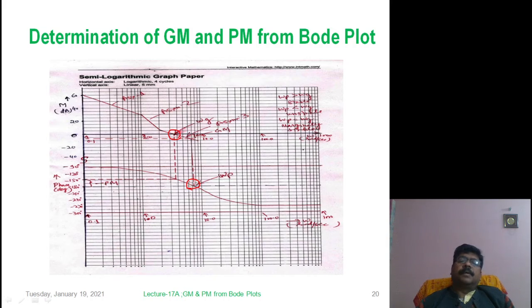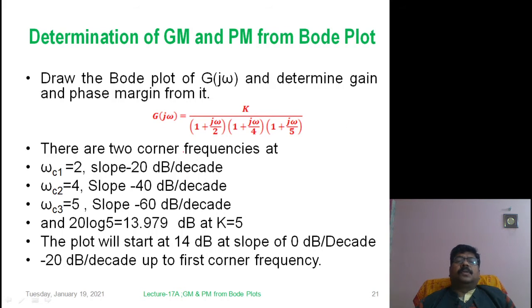Now taking an example, let us take the first example here. G(j omega) equal to k by (1 plus j omega by 2)(1 plus j omega by 4)(1 plus j omega by 5). So here is the constant gain k, and these three factors are simple poles. The first factor will contribute minus 20 dB. This is the lowest corner frequency.